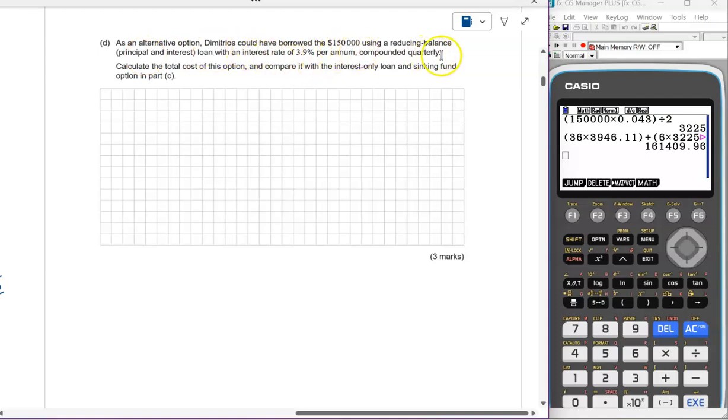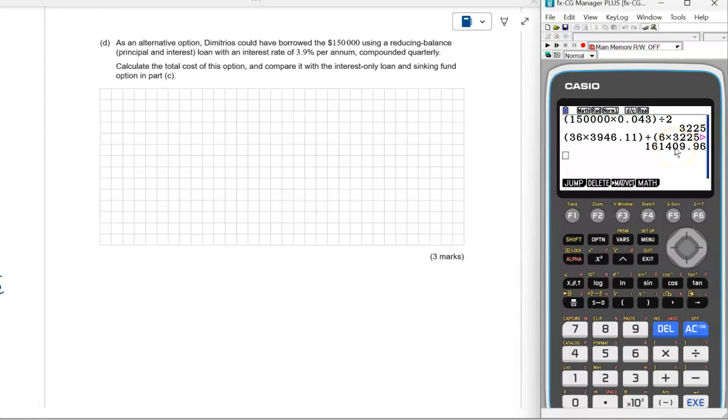Moving on to the next part of the question, it says as an alternate option, Demetrios would have borrowed the $150,000 using a reducing balance principal and interest loan with an interest rate of 3.9% per annum, which is compounded quarterly. Calculate the total cost of this option and compare it to the interest-only loan and sinking fund option in Part C. So this was the total for the sinking fund and interest-only option.